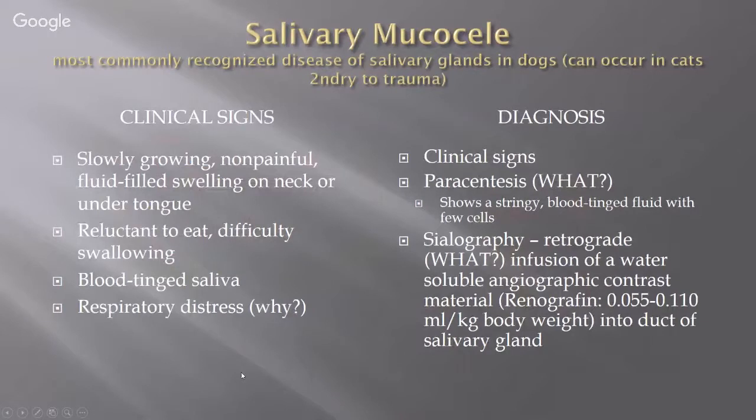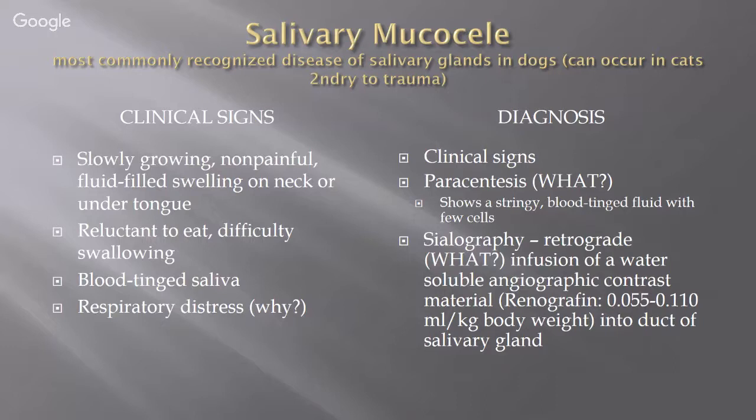All right, a salivary mucocele is really the only recognized disease of salivary glands in dogs. Now we can certainly see cancer of the salivary glands, but this is a different disease. Often we see it in dogs. We don't know what causes it, but sometimes we'll see it in cats secondary to trauma. If something blocks the salivary duct, then we'll get a buildup of saliva within the gland itself. What it looks like is a slowly growing, non-painful fluid-filled swelling on the neck, where the parotid gland would be, or under the tongue.